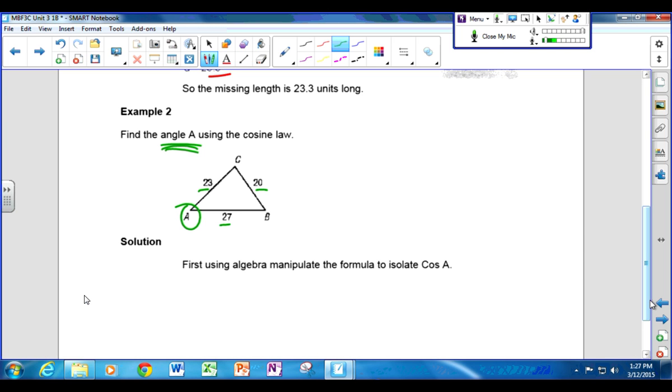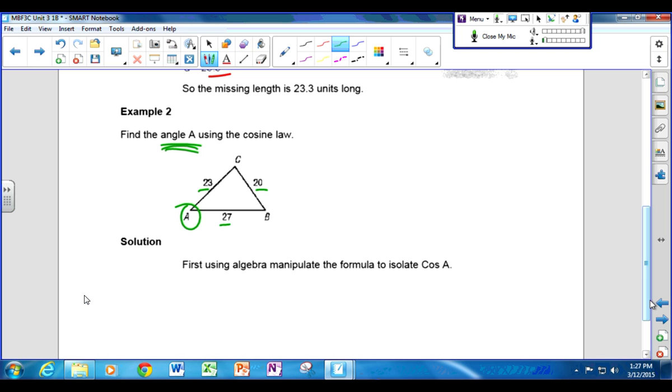We can't use the law of sines. It's not a 90-degree angle in there. It's not a right triangle. The reason we know that is because there's no right angle symbol in there anywhere. So we're really stuck. But we can use the law of cosines because we have three sides. The only thing we don't know is that angle.